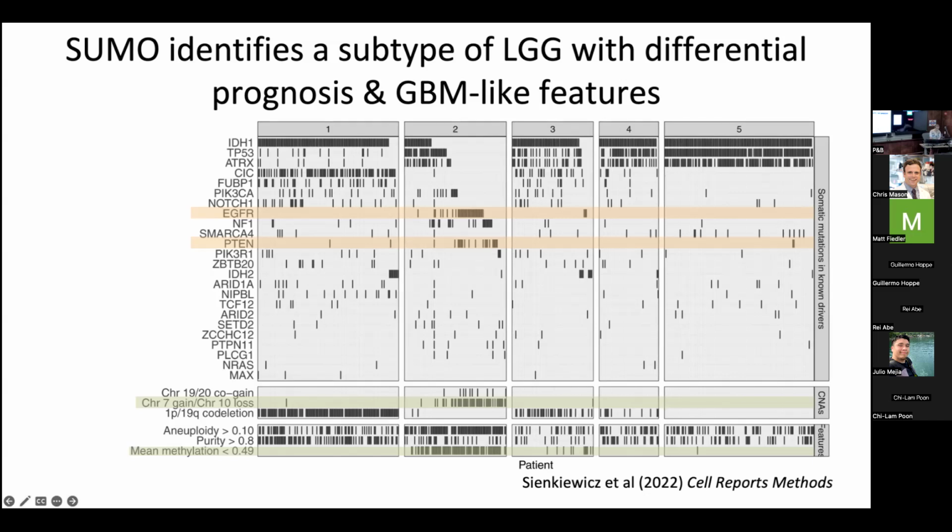Yeah, so either just including this to create a subtype of a subtype, or just creating an additional subtype, which would be a low-grade glioma subtype with molecular features of glioblastoma.